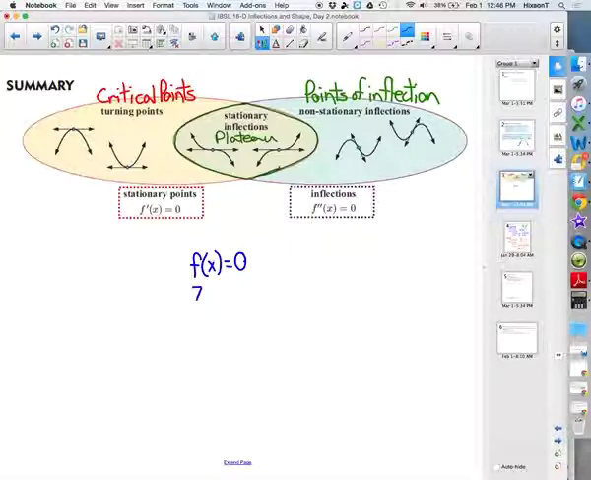The zeros, yeah. Don't forget about those. That would be a good thing to keep in the back of your mind. When f is 0, I'm getting zeros or x-intercepts. When f prime is 0, I'm getting critical values, which will give me max or min points usually. When f double prime is 0, I'm getting points of inflection.